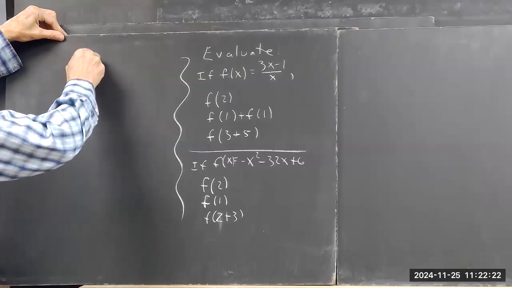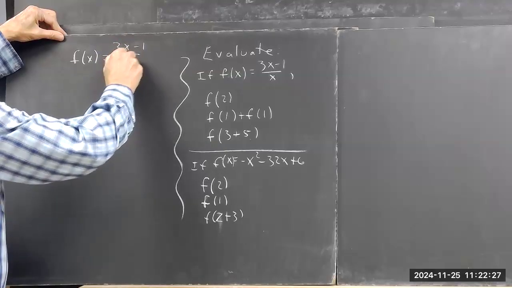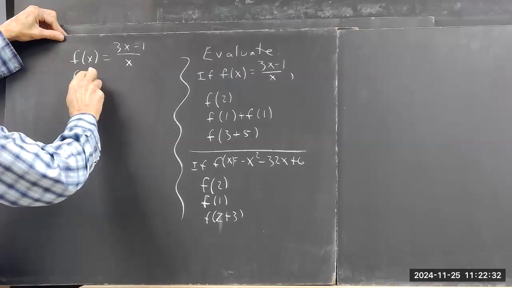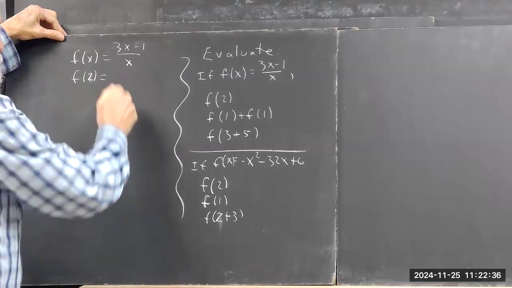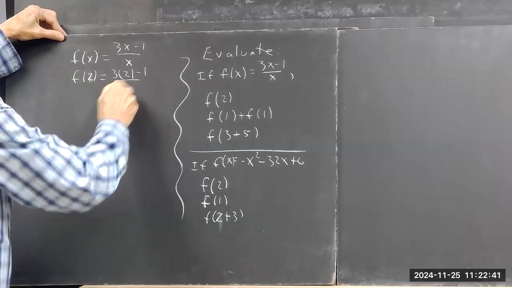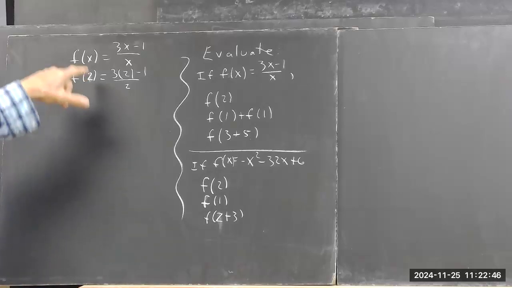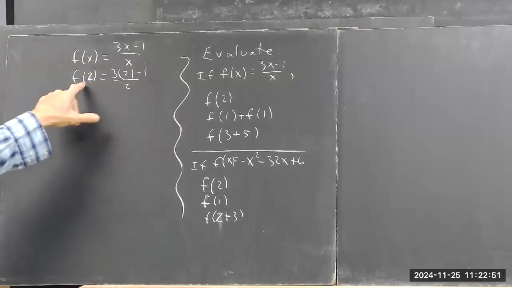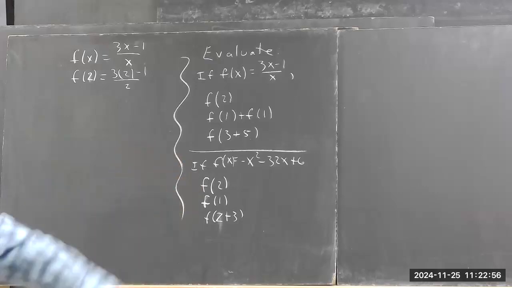Now, the way I usually explain this. Oops, it's f of 2, isn't it? f of 2 equals 3 times 2 minus 1 over 2. And all we've done is replace x everywhere in the definition of the function by 2. That's all there is to it. And then we have to evaluate it, of course.